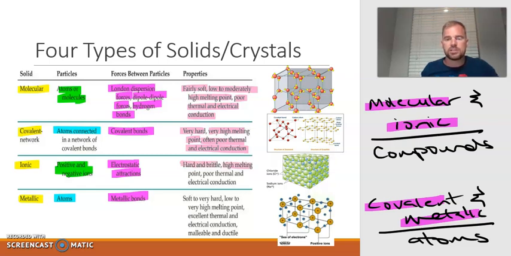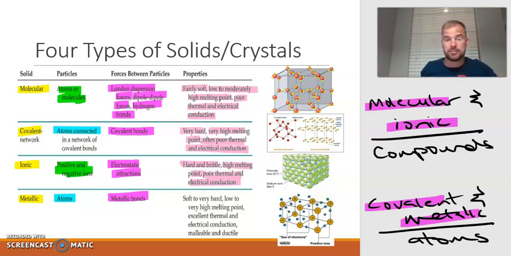Ionic crystals are hard and brittle. They do have high melting points because of those strong ionic bonds, but these crystals are also going to be poor conductors of heat and electricity, because an ionic crystal will not conduct heat or electricity if it's in the solid state. It has to be liquefied, or it has to be in the aqueous phase.